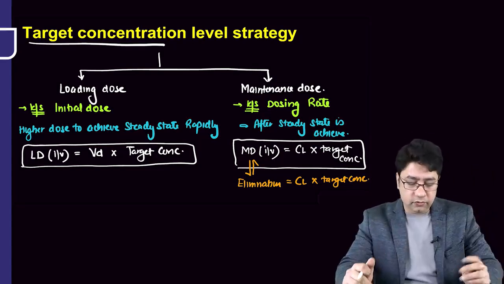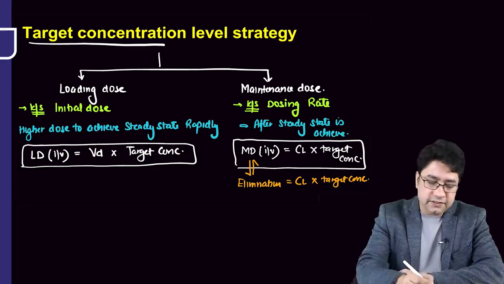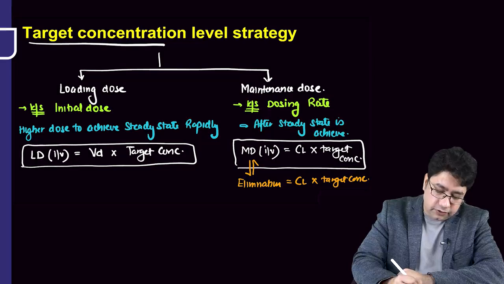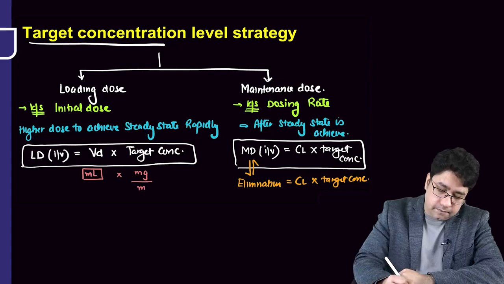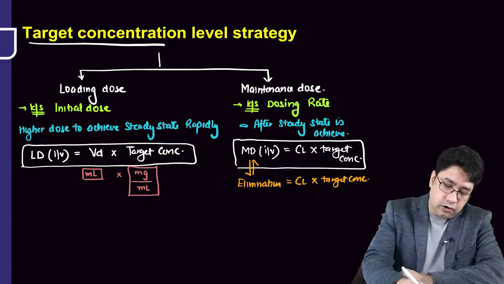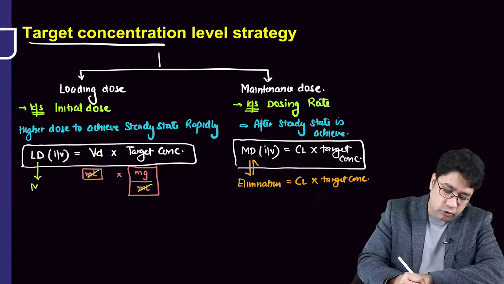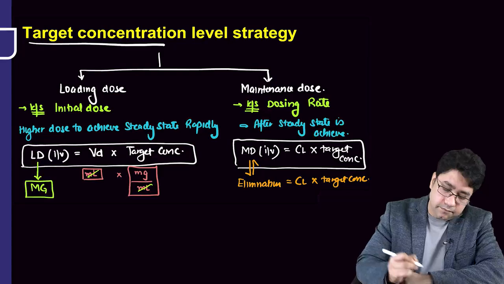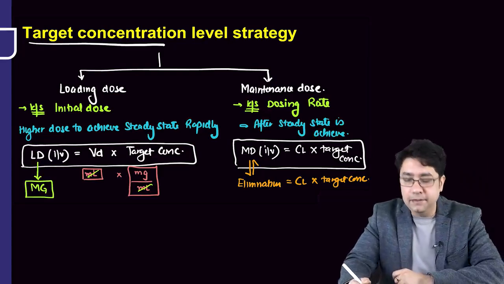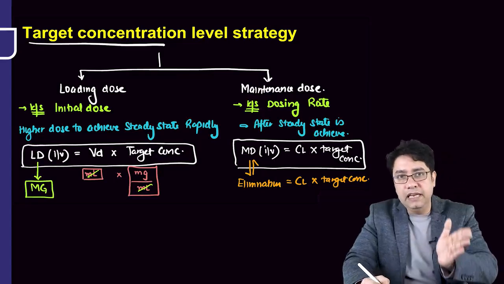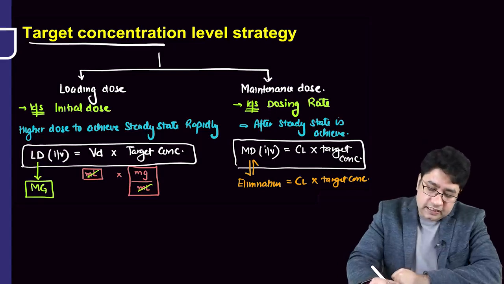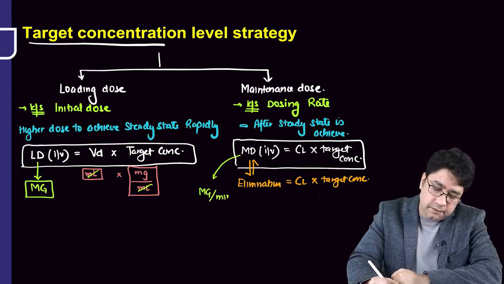Okay. So beta, can you tell me the units of loading dose? Yes, we can calculate. Volume of distribution was liters or ml. Concentration is milligram per ml. So ml and ml will cancel out. So the units of loading dose is only and only milligram. And beta, what was the units of elimination? Elimination was milligram per minute. So that is why the units of maintenance dose will also be milligram per minute.